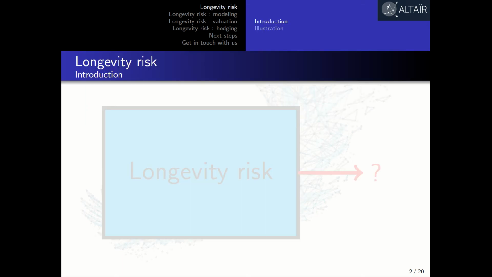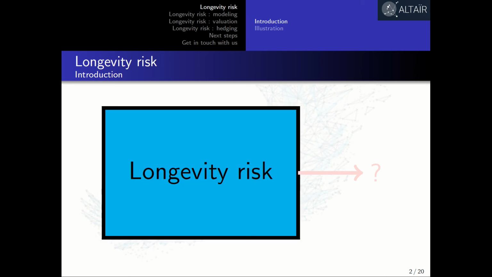The starting point of this presentation will be the description of the huge issue, hence the shape of the rectangle, faced during such a thesis, the longevity risk. Then, from this description, we will see what we'll get as output in order to go further.